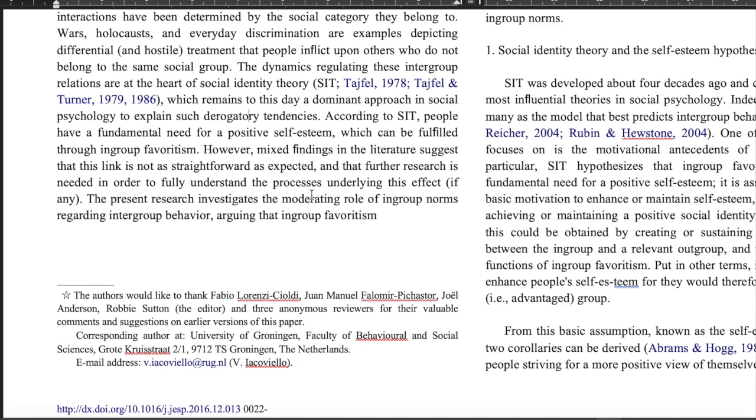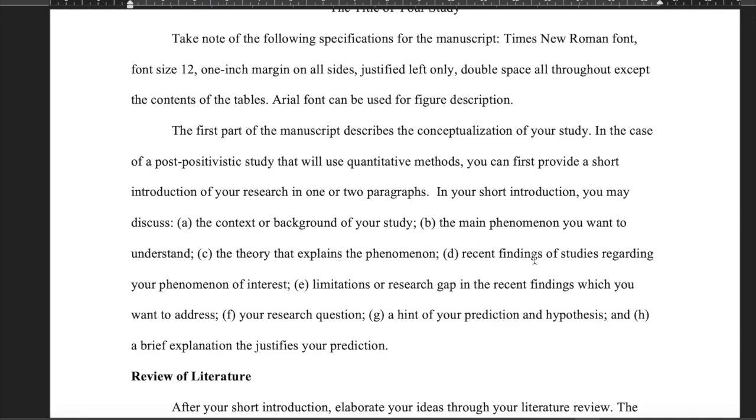It lowered self-esteem. So that is your research gap, a summary of the findings and your research gap, which I mentioned a while ago. The recent findings and the limitations, or the gap in these findings.